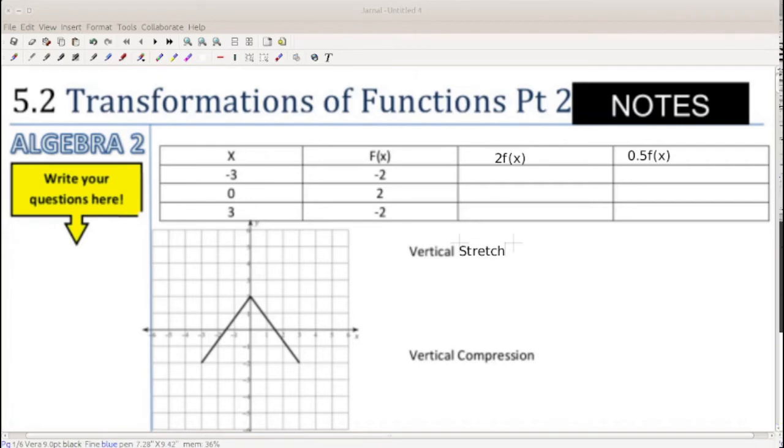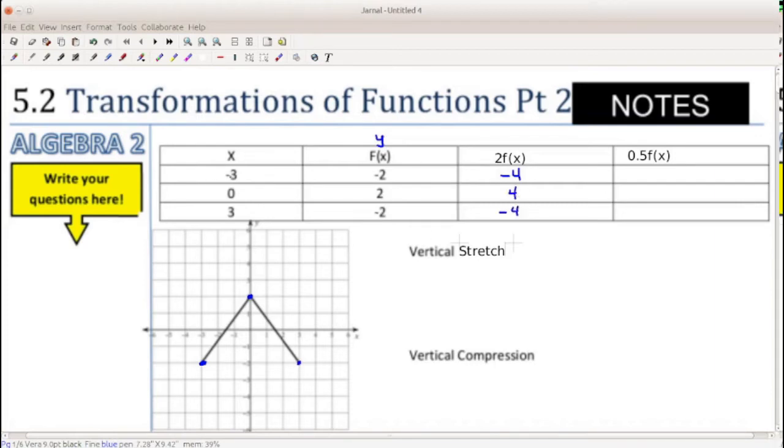So we have our function f of x, which is shown on our graph, and we have 3 points that we are going to focus on, which are (-3, -2), (0, 2), and (3, -2). These are the ones we're going to look at to see what happens when we multiply the outside of our function. Remember that f of x is just saying the same thing as y. So when I say 2f of x, that means multiply 2 times whatever y value you've got. In this case, -2 times 2 is -4, 2 times 2 is 4, and -2 times 2 is -4.